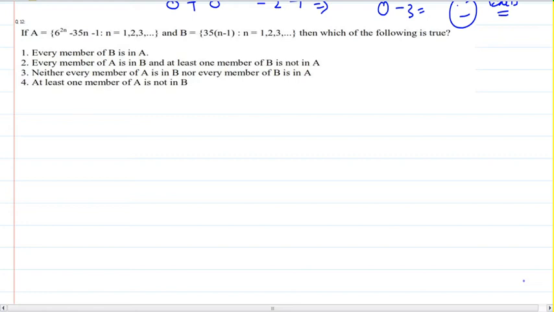Every member of B is in A. Every member of A is in B, and at least one member of B is not in A. Neither every member of A is in B, nor every member of B is in A. At least one member of A is not in B.